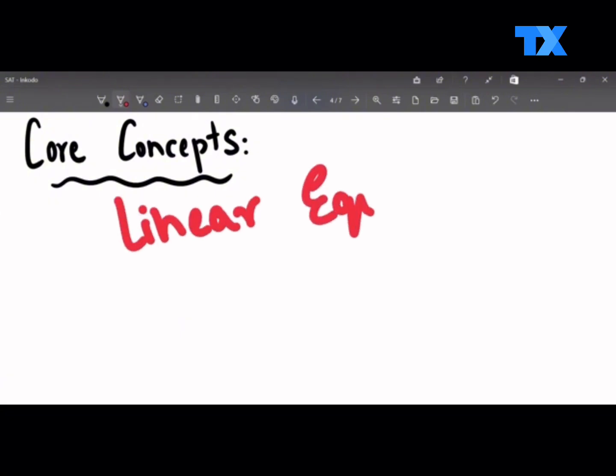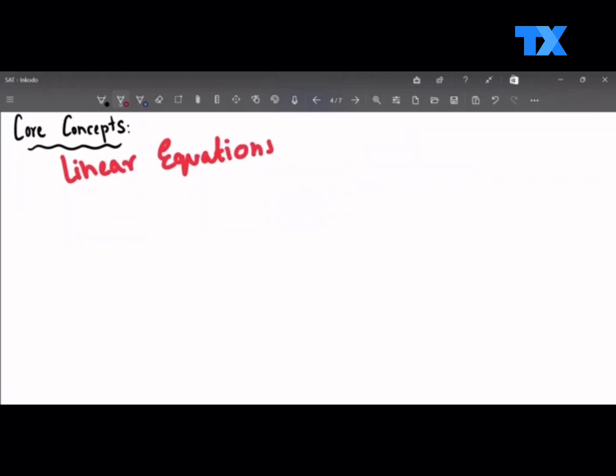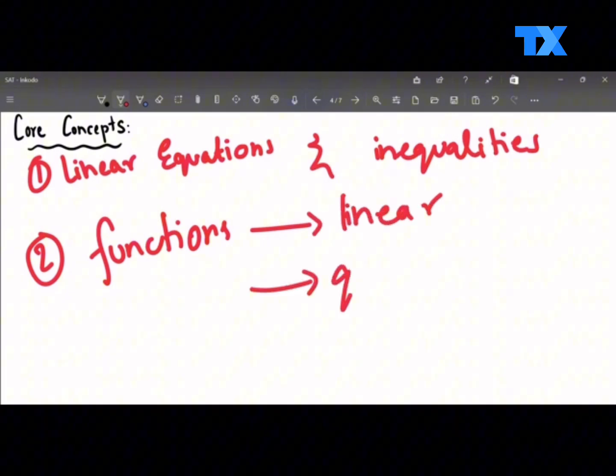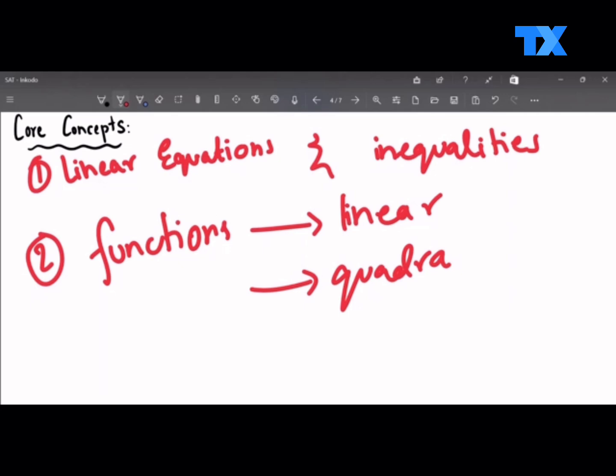linear equations and inequalities. This is the first one. Then you have functions. You have three types of functions. You can have linear, you can have quadratic. This is basically algebra. You can have quadratic and you can also have exponential.